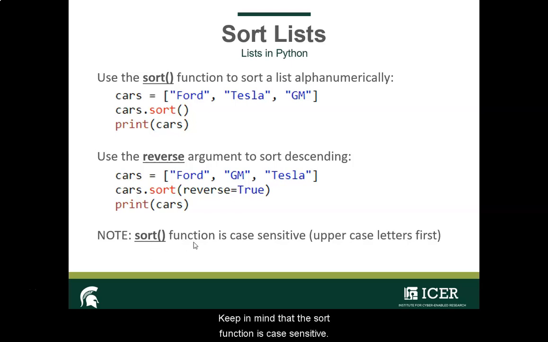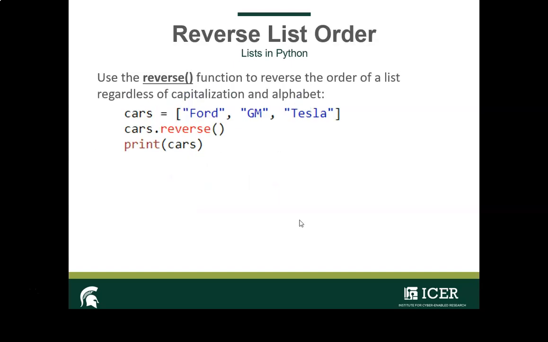Keep in mind that the sort function is case sensitive, so uppercase letters will be sorted first. The reverse function can be used to reverse the order of a list, regardless of its capitalization and alphabet. So here we have an example that will give you Tesla, GM, and Ford.